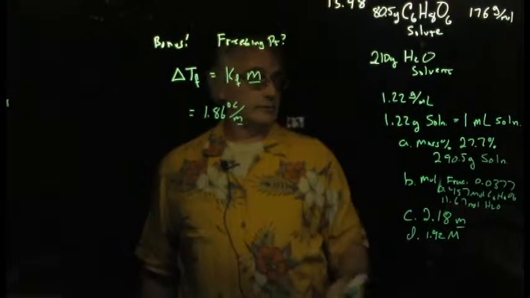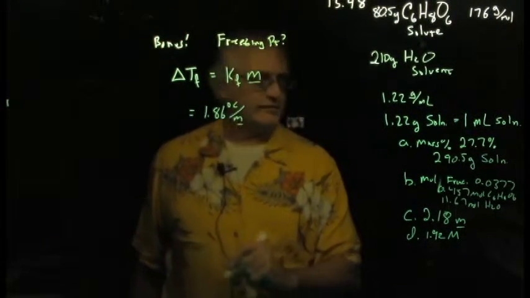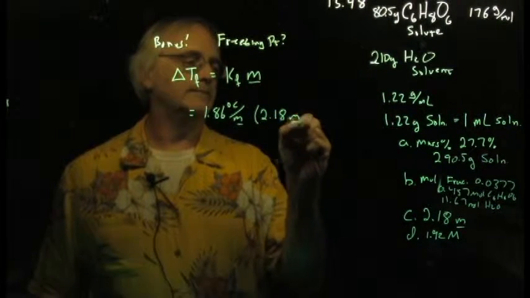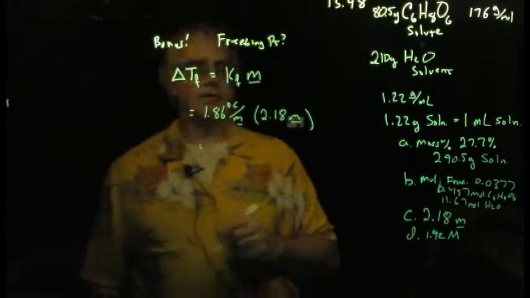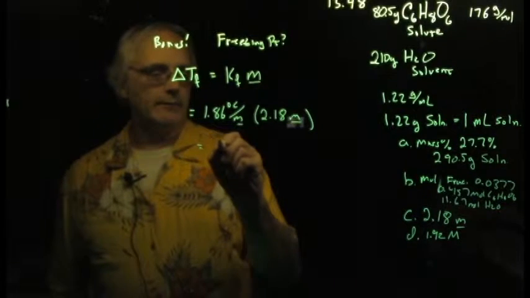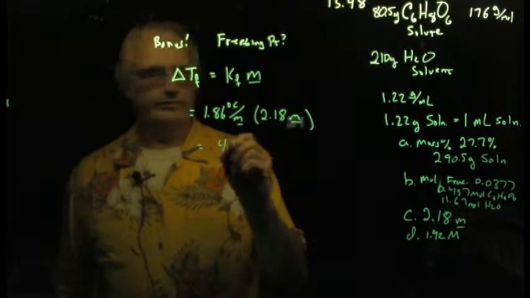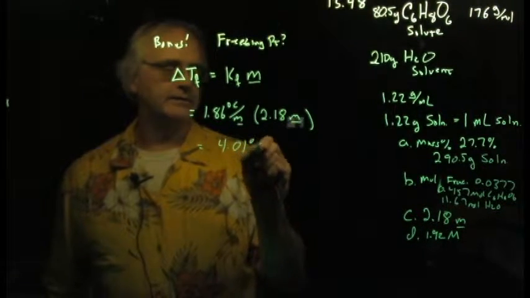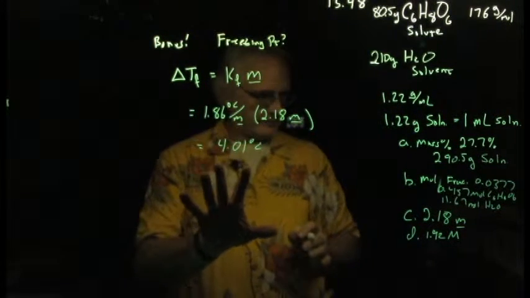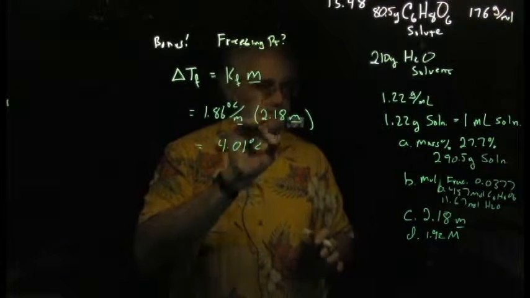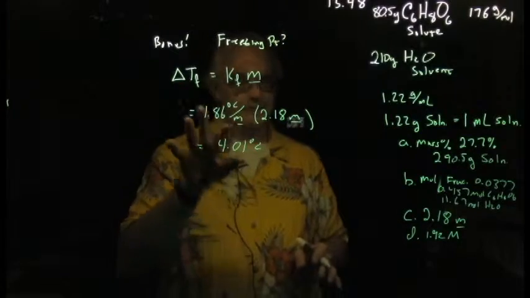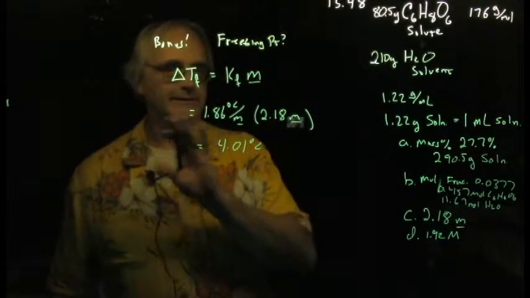Our particular solution, looking at the molality, there it is, 2.18, the answer to part C, 2.18 molal, okay? And so, very simple calculation, you know, punch that out, and I came out with 4.01 degrees C. And so, now remember, that doesn't mean the freezing point of the solution is 4 degrees. You can bet that's an answer choice on the final, so be careful here. This is the freezing point depression.